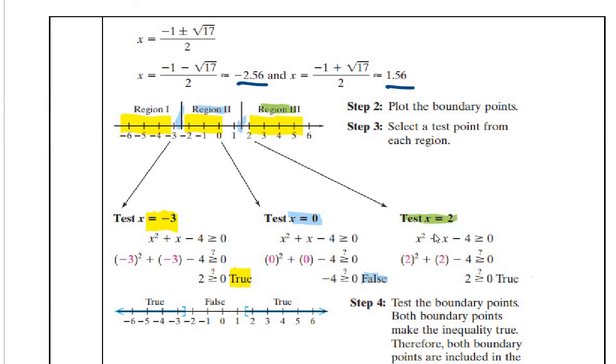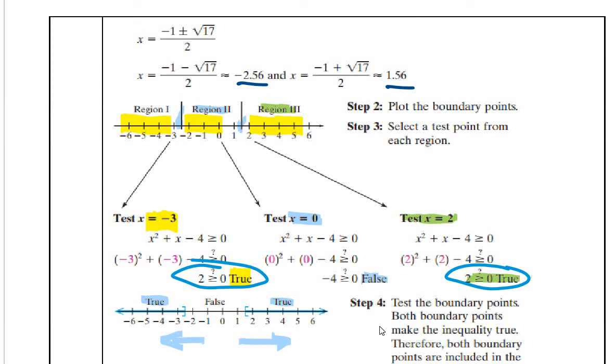Okay, I took 2 and I checked and it gave me a true answer because 2 is greater than 0. So once again, here we have now true and we have now true. Okay, so here it's indicated. So we have our true over here and over here. So it's less than 2.56, minus 2.56. It's less than that. And it's greater than the, what was it, 1.56.